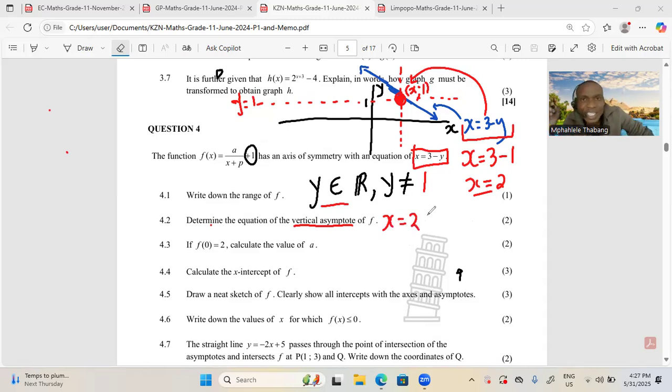So the key idea when you are solving 4.2 is to know that the line of symmetry always passes at the intersection of the asymptotes. That was the key point when solving 4.2. Now we are going to 4.3.